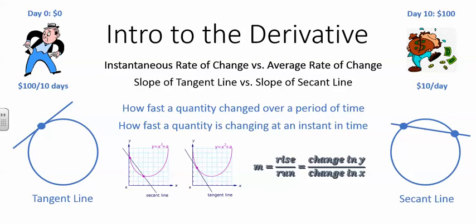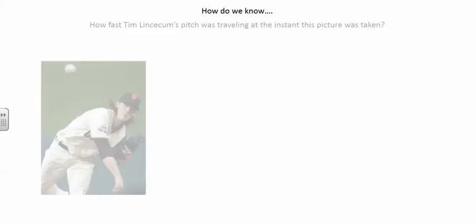To address this, we're going to see that a tangent line can be viewed as a secant line where the 2 points are moving closer and closer together until they are essentially 1 point, but not 1 point. Again, more on this later. Now, let's begin with a few questions.